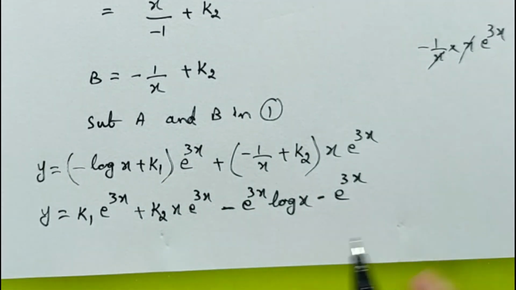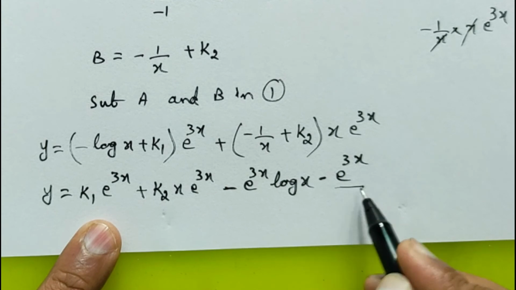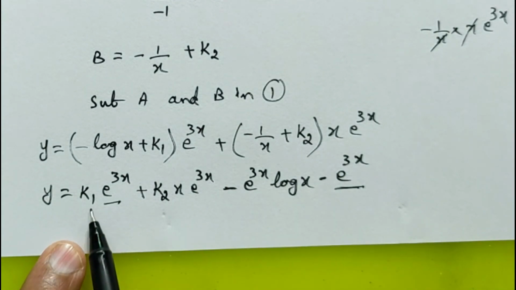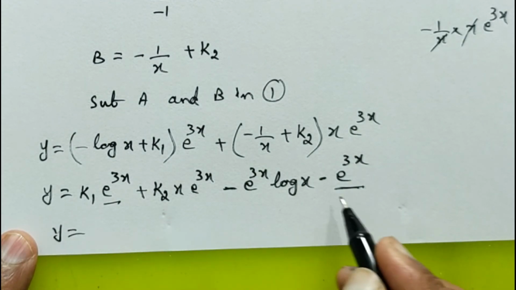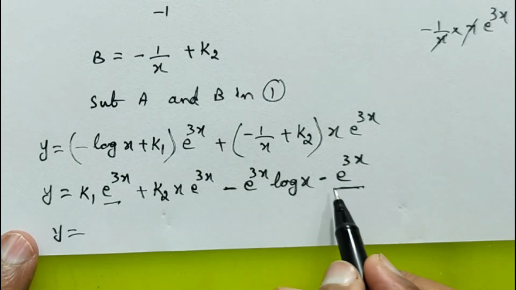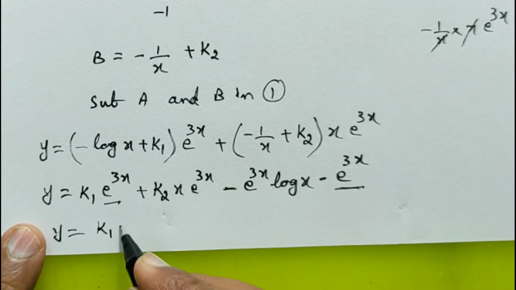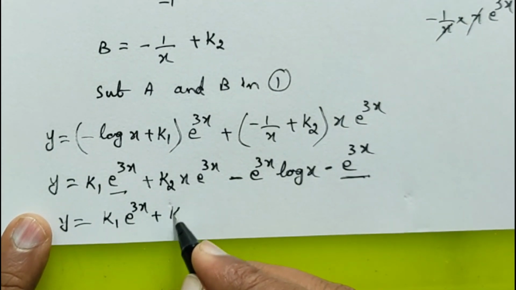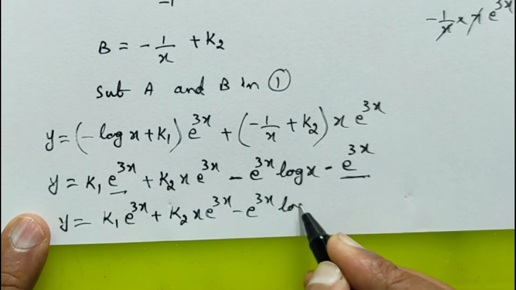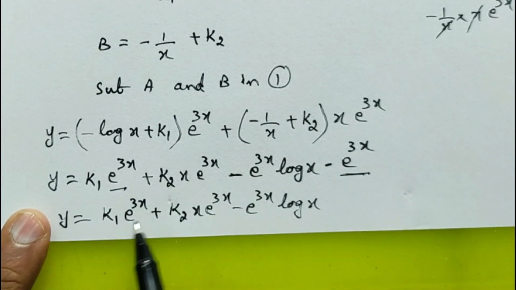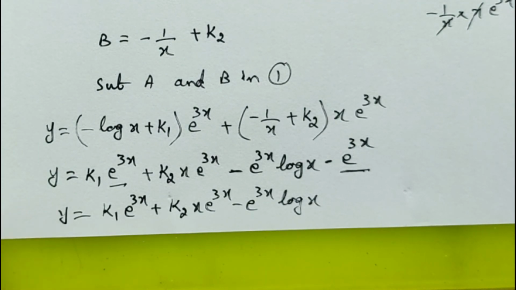However, if you observe here, we have k1 e power of 3x, and here also we have e power of 3x. So they are the same, and the coefficient k1 can be some constant. Therefore you can just ignore this value, because k1 will also include this minus 1 value. So I can just write this as k1 e power of 3x plus k2 x e power of 3x minus e power of 3x into log of x. This e power of 3x will be included in the k1 term itself, so you can ignore that one. That will be the required solution.